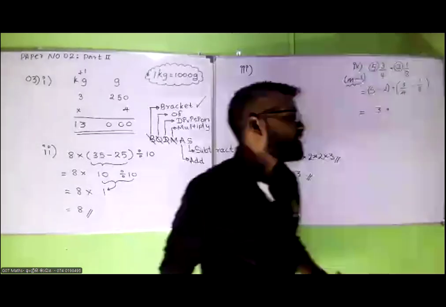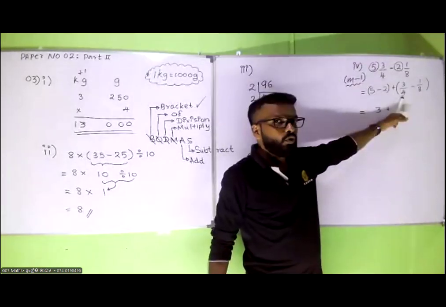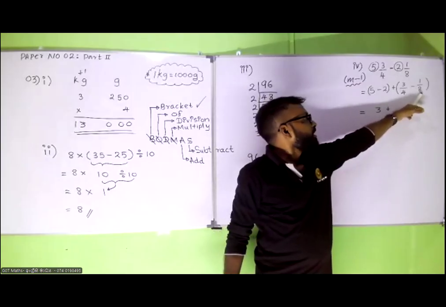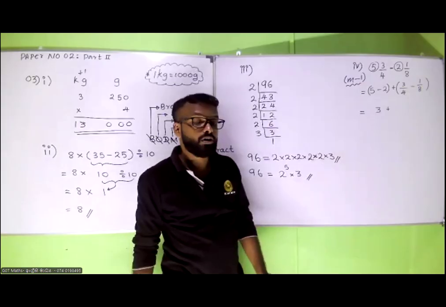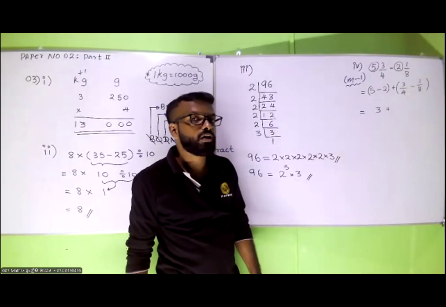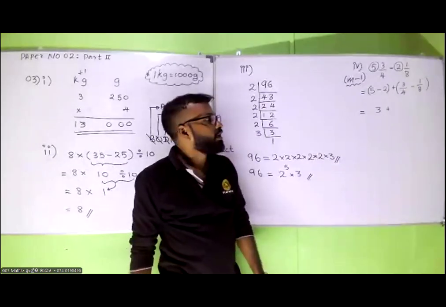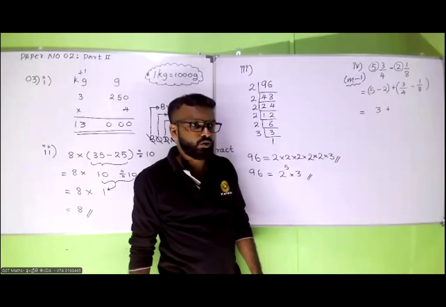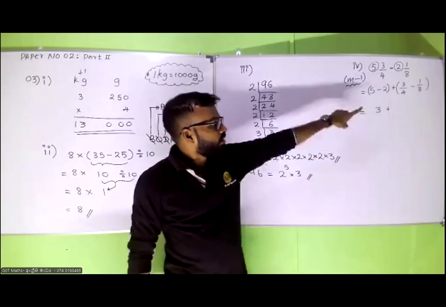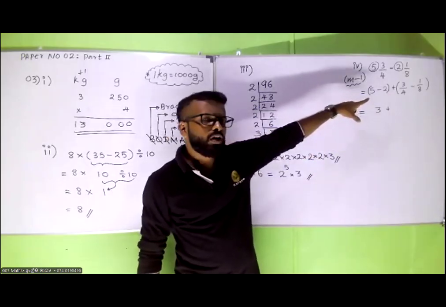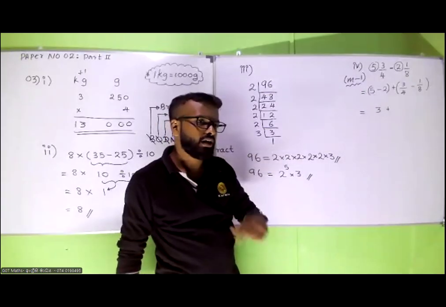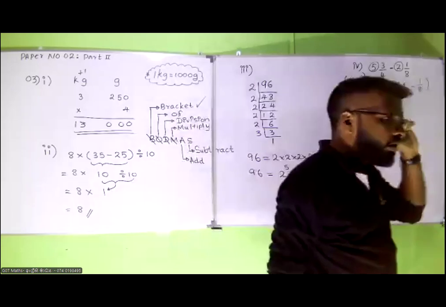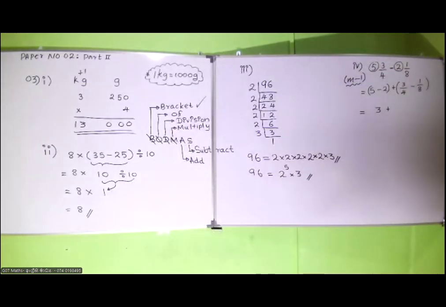So the denominator is 4, and again the denominator is 8. What can you do for 4 and 8 now? You need to make sure that you have equal denominators. So how are you going to convert that number 4 into number 8? Can anyone tell me?